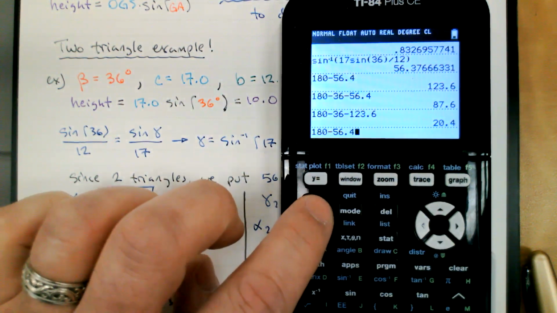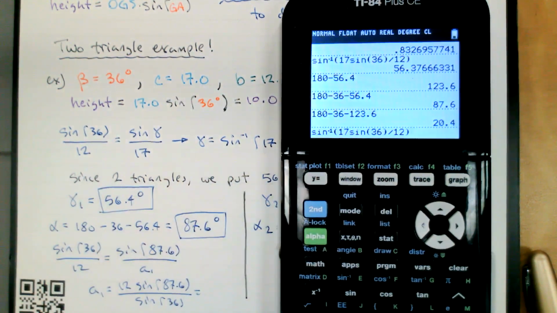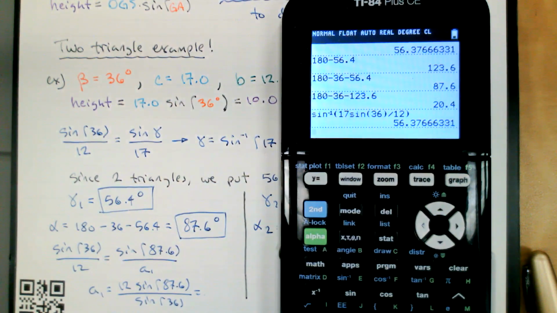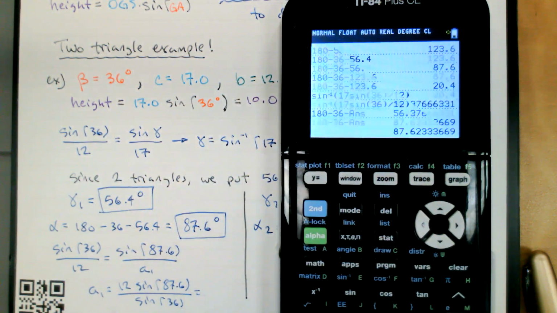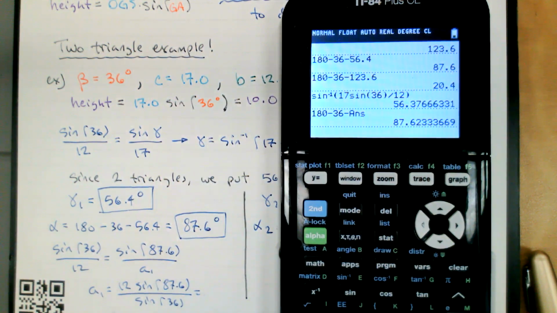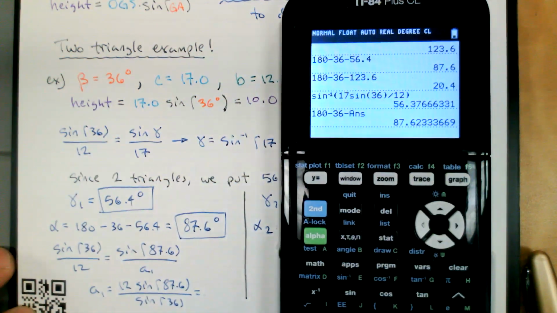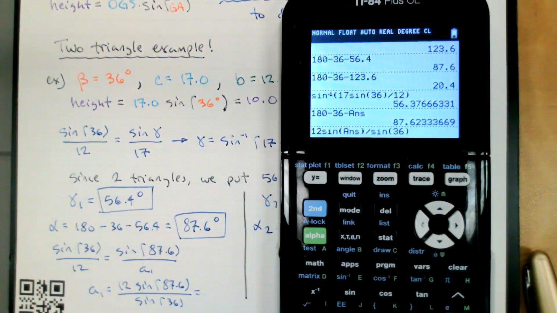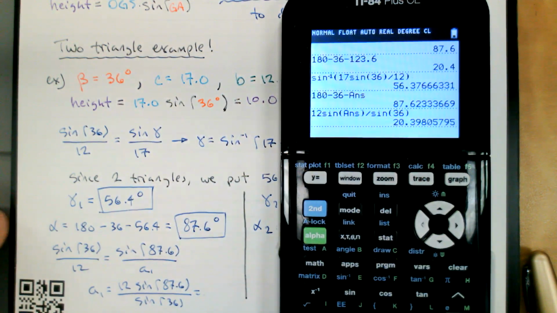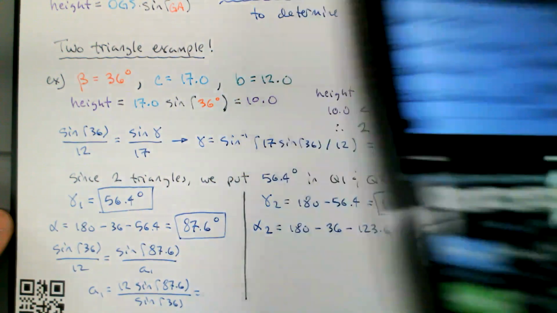I'm actually going to go back up and grab the whole thing. That's the 56. And I do 180 minus 36 minus this value. So instead of 87.6 all rounded off, I'm going to use 87.62 and then all that other stuff. So I'll take 12 sine of that angle, close parentheses, divide by the sine of 36. That way, none of the stuff that I'm using has been rounded off. And so it looks like A is 20.4.